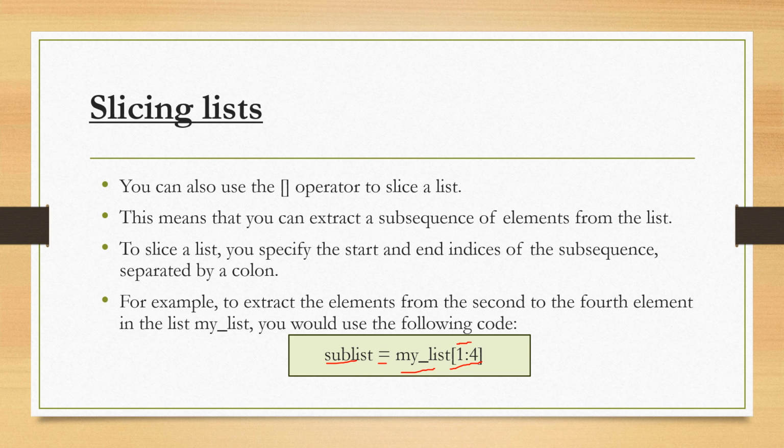So this is the starting element. It will start from first index and it will stop at fourth index. So it will provide all the elements which are from 1 to 4.